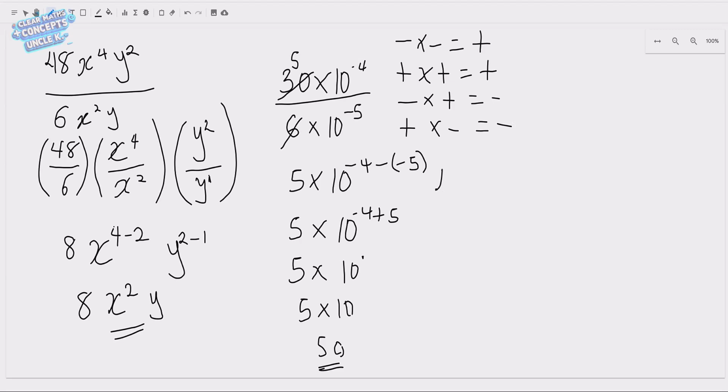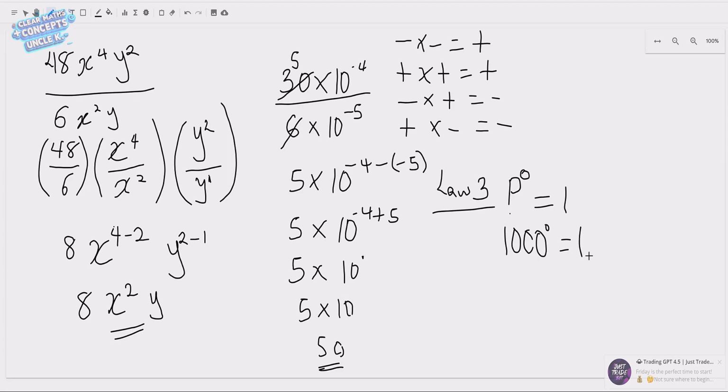So let's do one more question on this. Okay, that's all. Let's just go to the next law. The next law is quite simple. So p raised to power 0 equals 1. That is, anything actually raised to power 0 is 1. 1 million raised to power 0 is 1. 1,000 raised to power 0 is 1.